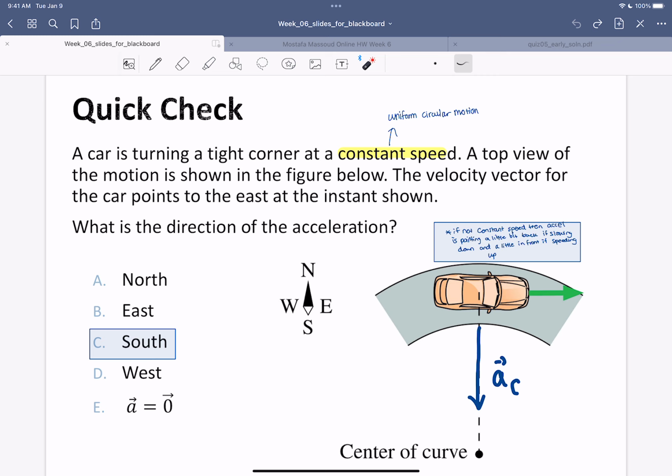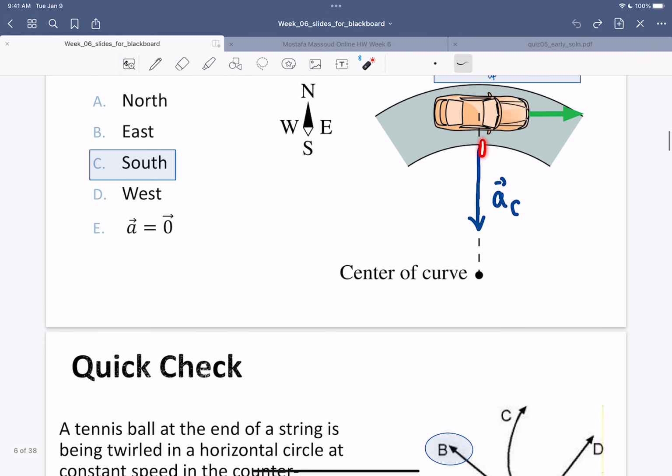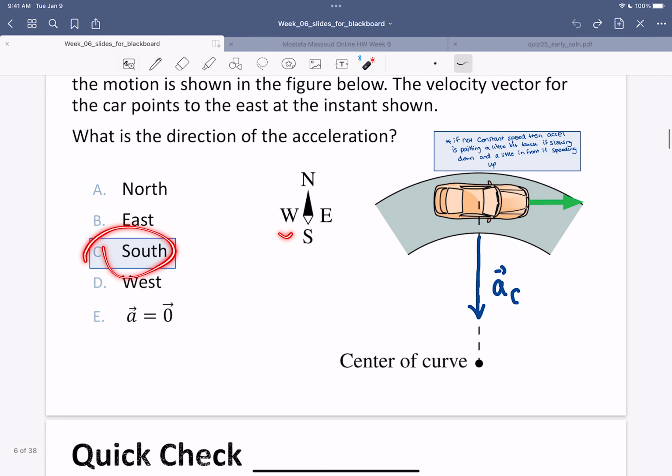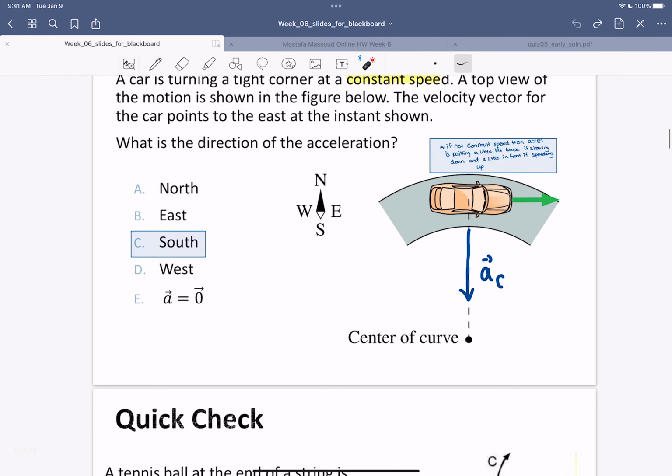Okay, what is the direction of the acceleration? So since we know it's constant speed, that indicates uniform circular motion. So we know that our acceleration is centripetal acceleration. That's the only acceleration really in play at this point when we have uniform circular motion. And if it's pointed towards the center here, well, that's south based on these cardinal directions, right?